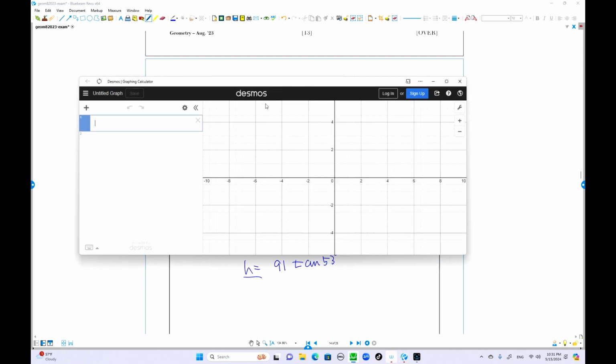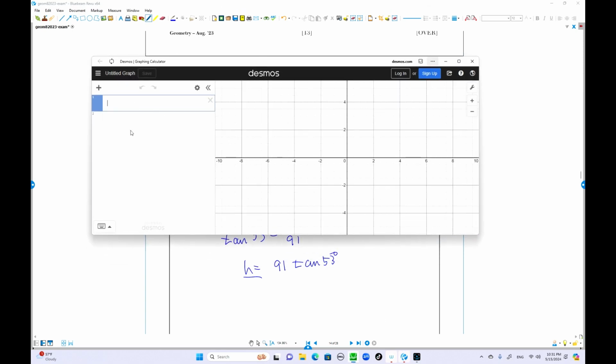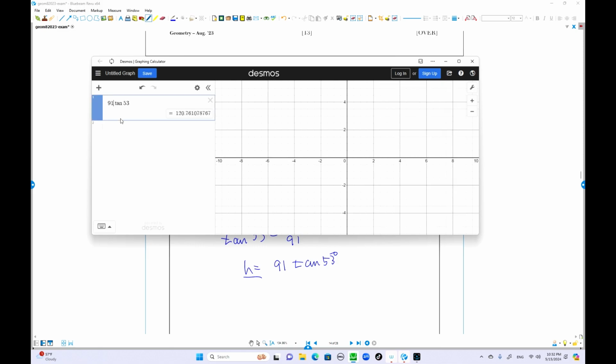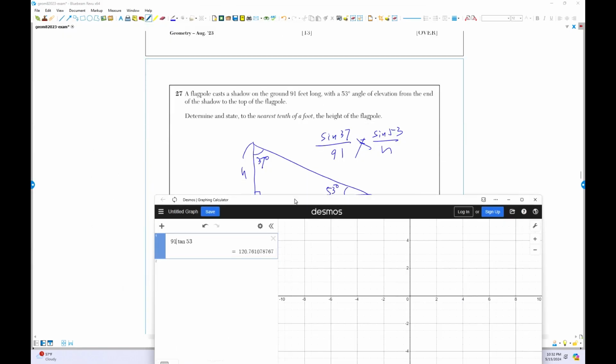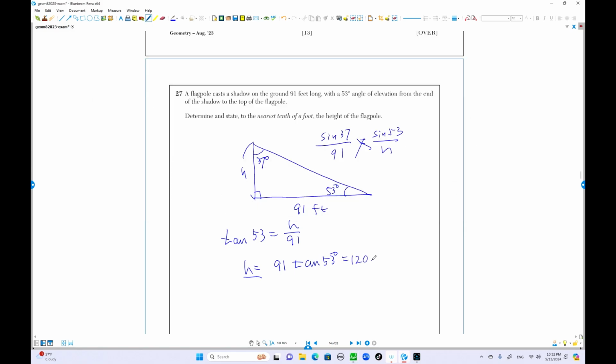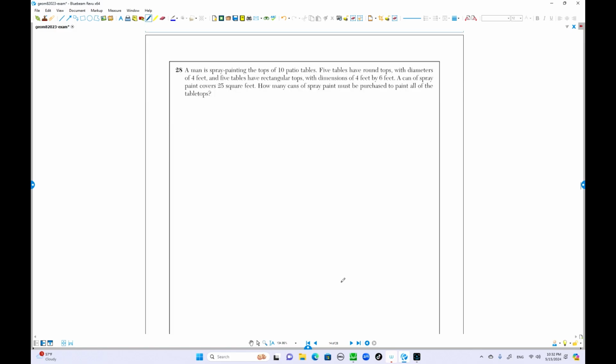Now let's find the answer. 91 times tangent 53. Oops, that's in radians, so we change to degrees. So 91 times tangent 53 is 120.76. To the nearest tenth, 120.8 is the answer, but we need the unit. That's the answer.